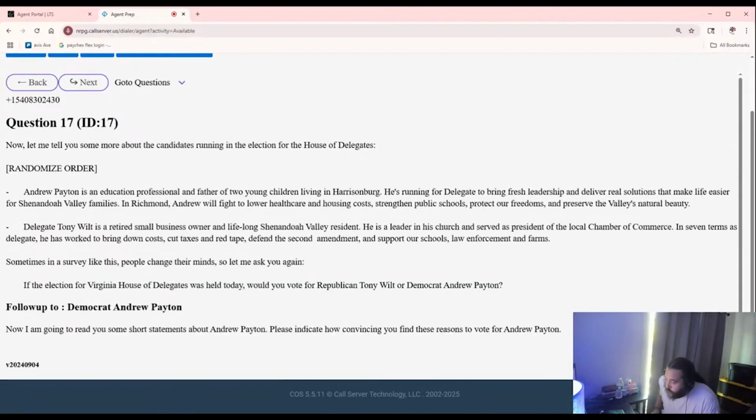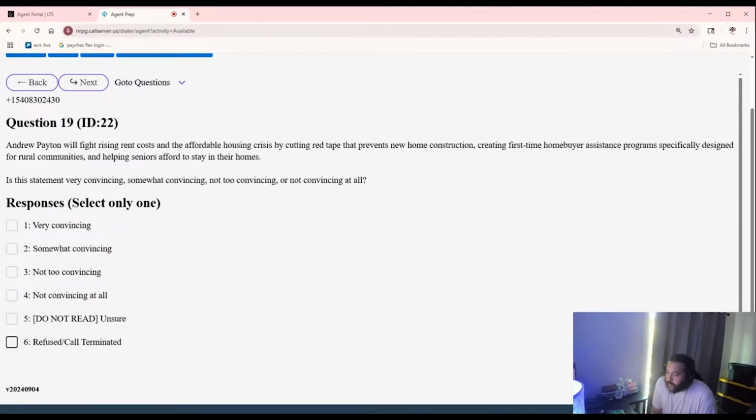And now I'm going to read you some short statements about Andrew Payton. Please indicate how convincing you find these reasons to vote for Andrew Payton. Andrew Payton will fight rising rent costs and the affordable housing crisis by cutting red tape that prevents new home construction, creating first-time homebuyer assistance programs specifically designed for rural communities, and helping seniors afford to stay in their homes. Is this statement very convincing, somewhat convincing, not too convincing, or not convincing at all?